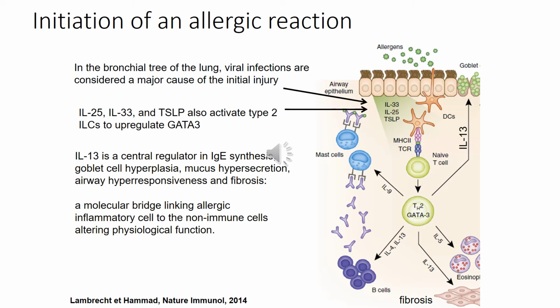IL-4 and IL-13 will stimulate B cells to produce the antibodies. The IL-13 will also contribute to the process of fibrosis, which is the proliferation of fibroblasts. This is not something you want in the lung, but it may be a consequence of severe and prolonged allergic reactions. IL-5 will stimulate the eosinophils.